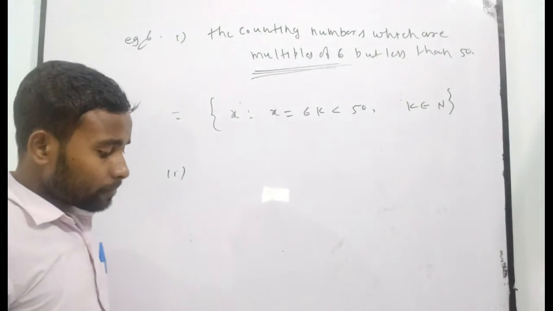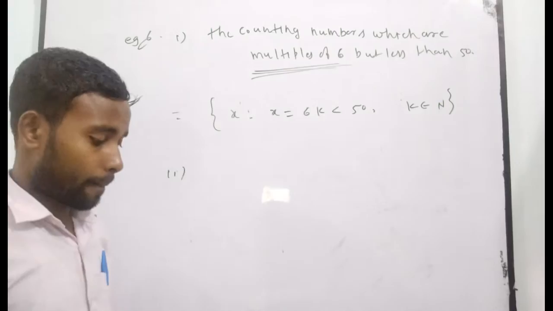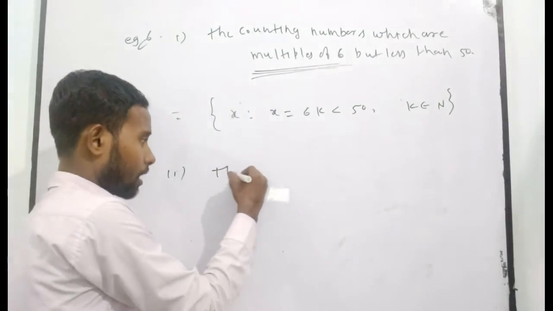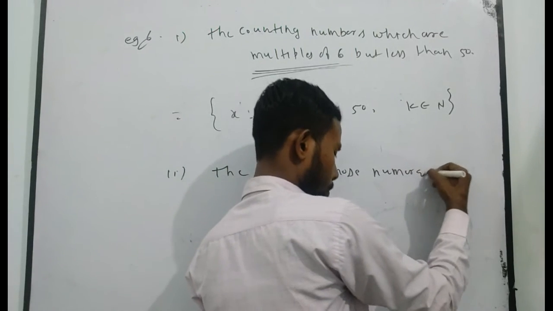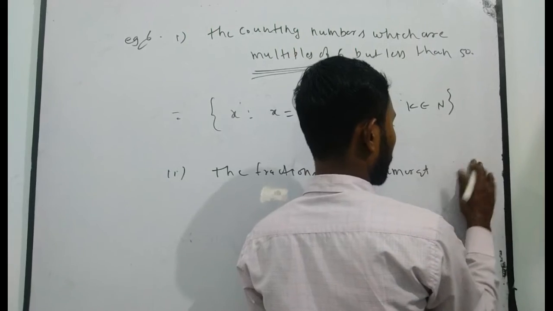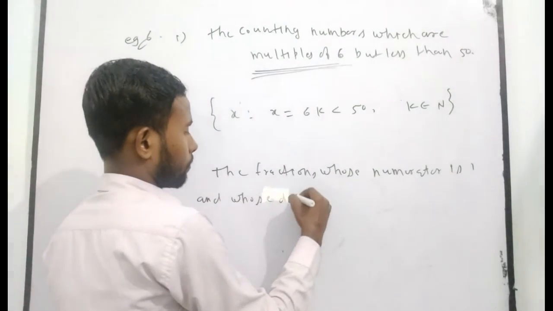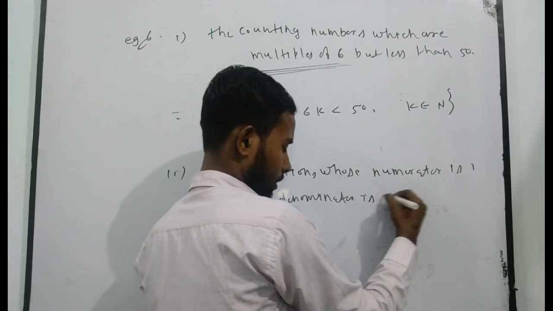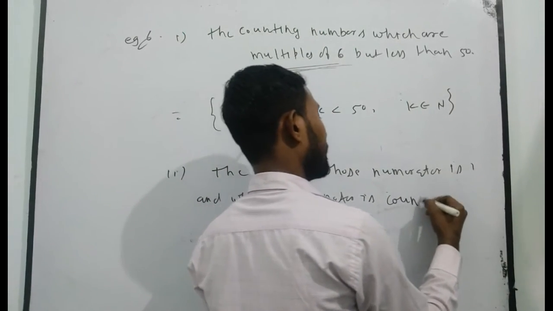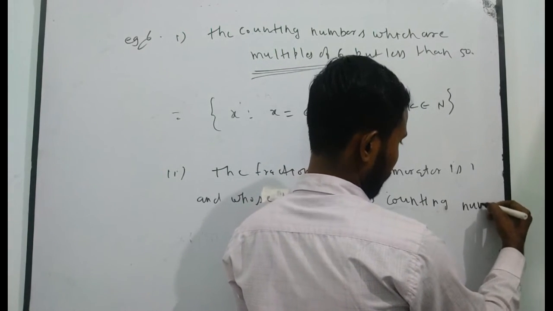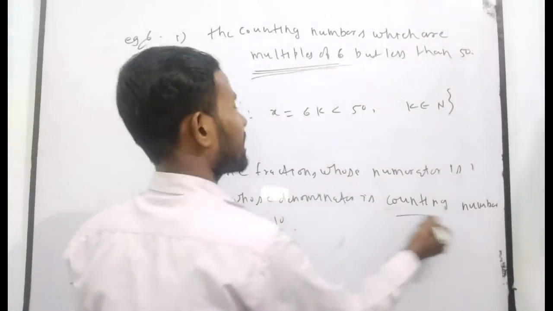Next problem will be, the fractions whose numerator is 1 and whose denominator is a counting number less than 10. I want to tell you again, counting number means natural number.